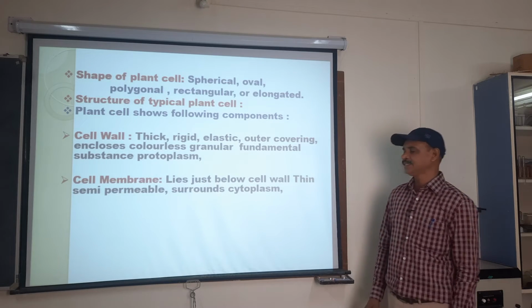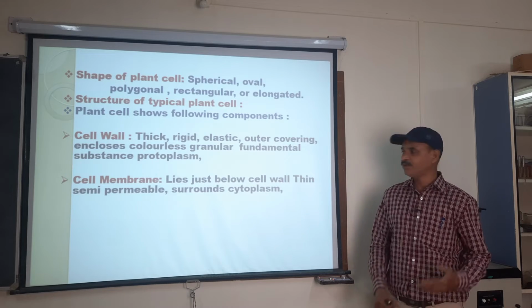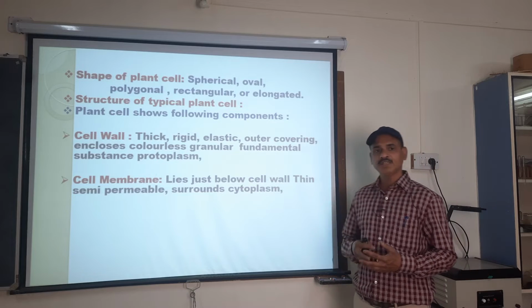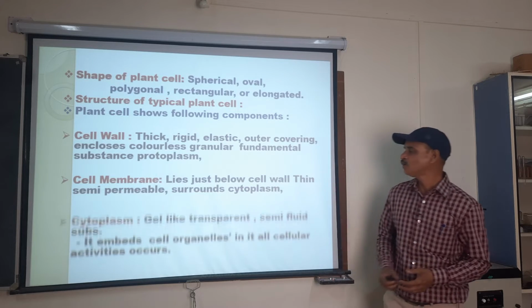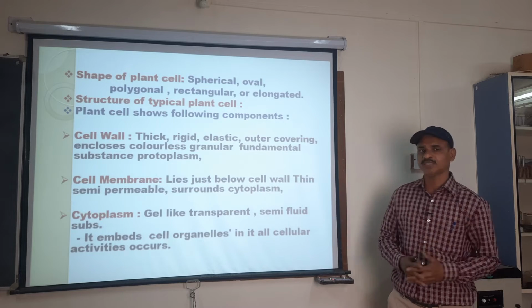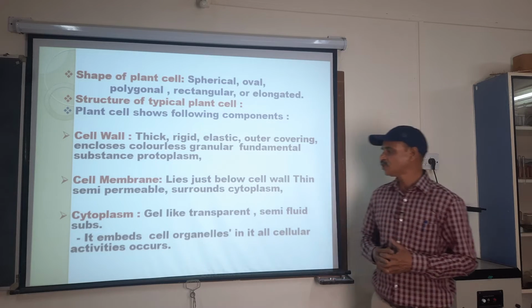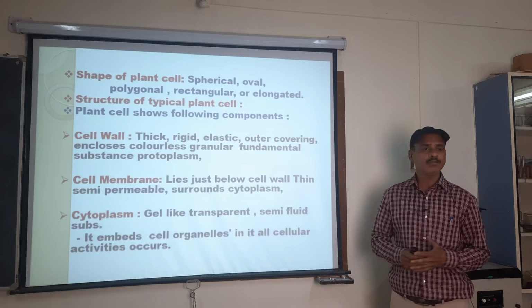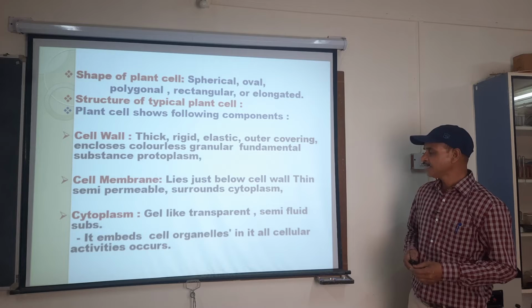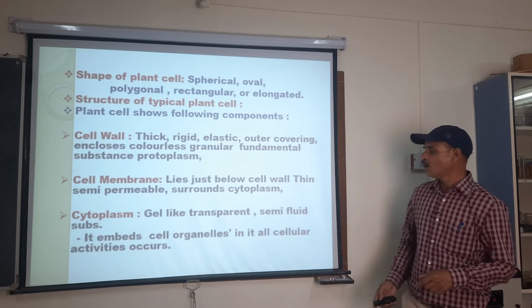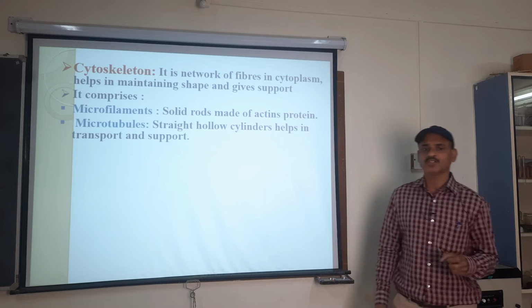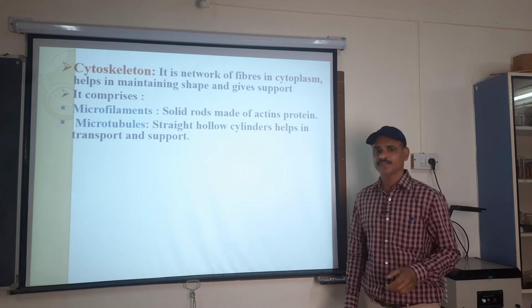Then the cell membrane is there, next to the cell wall. This cell membrane lies just below the cell wall, which is thin, semi-permeable and surrounds the entire cytoplasm, meaning it packs the cytoplasm. This cytoplasm consists of a gel-like transparent semi-fluid substance, and it embeds the cell organelles. In it all cellular activities occur, meaning cytoplasm is the place of all cellular reactions.